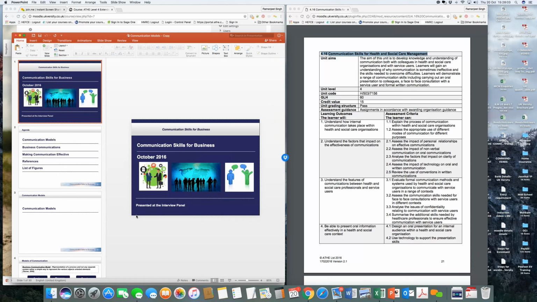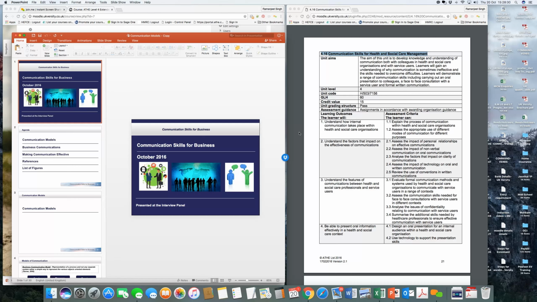Now, the whole idea of studying the communication unit is to basically refresh some of the key nuances of communication, whether it's speech, verbal, body language, formal, informal, and these communication techniques you have to basically study from the context of the health and social care management or the health and social care environment.